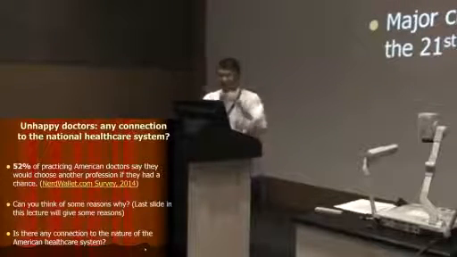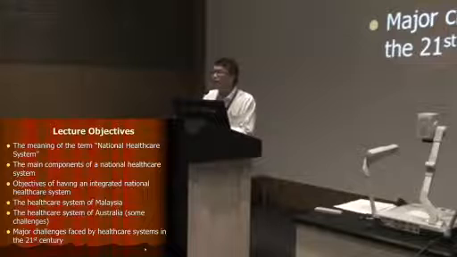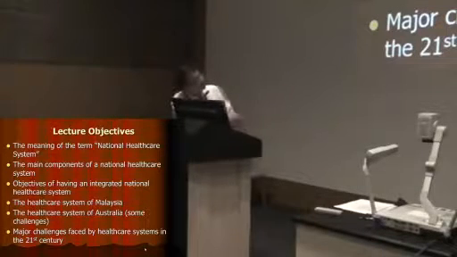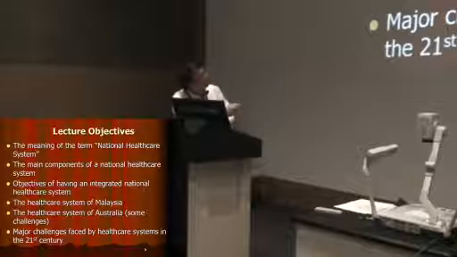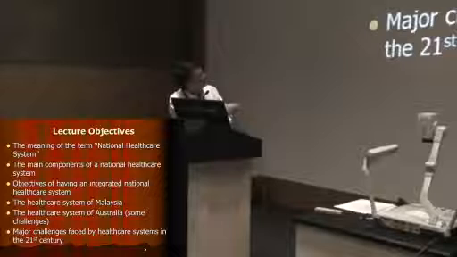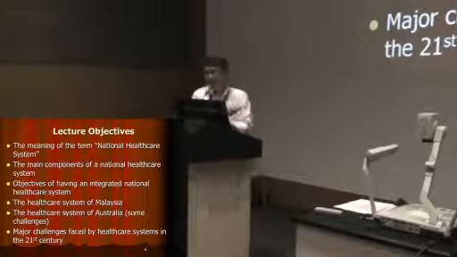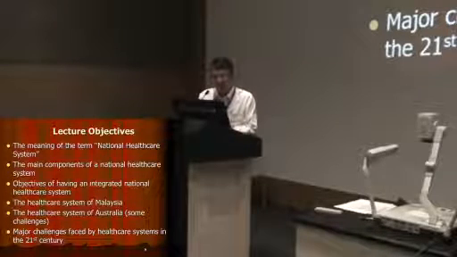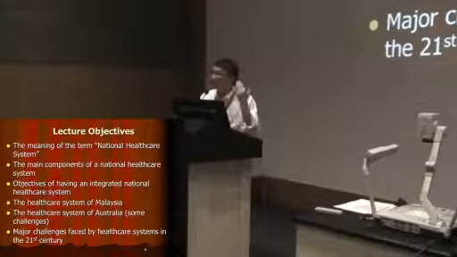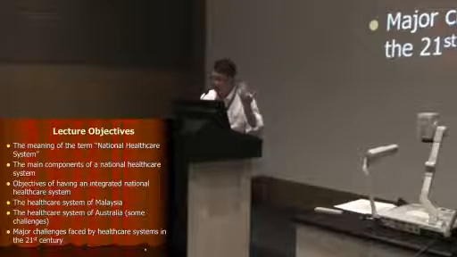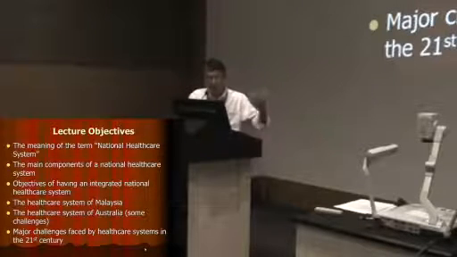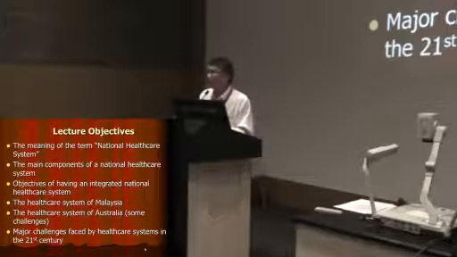Lecture objectives. What do we mean when we say the national healthcare system? What are the main components of a national healthcare system? What are the objectives of having an integrated national healthcare system? We will briefly discuss the healthcare system of Malaysia. You also need to learn about the healthcare system of Australia and what challenges the healthcare systems of these 2 countries are facing. And also from a wider global perspective, what are the major changes faced by healthcare systems in the 21st century?